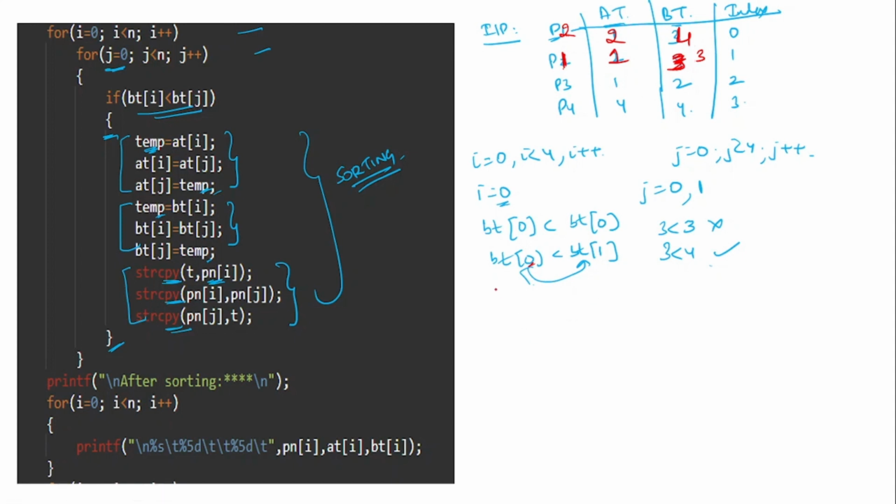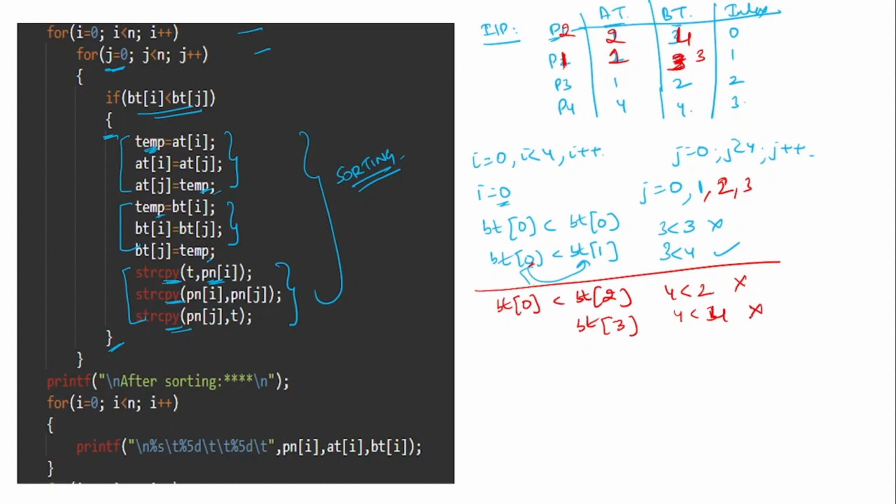Now after this what happens, we check BT0 is less than BT2, j value is again incremented. So once the swapping is done, j value is again incremented. You see BT0, which is 4, is less than BT2, which is 2. That is not the case. Then j value is again incremented. BT0 is less than BT3, so 4 is less than again 4, which is again not the case.